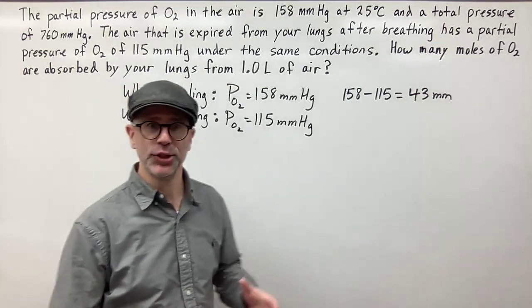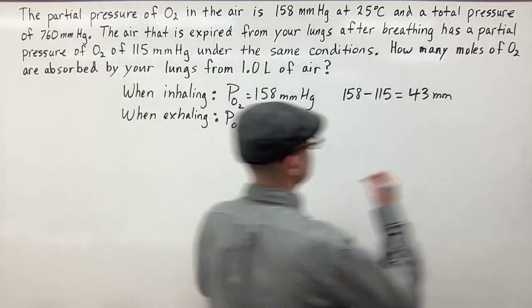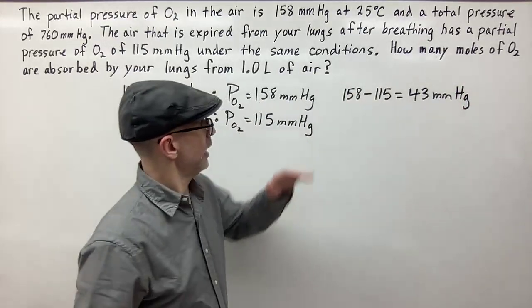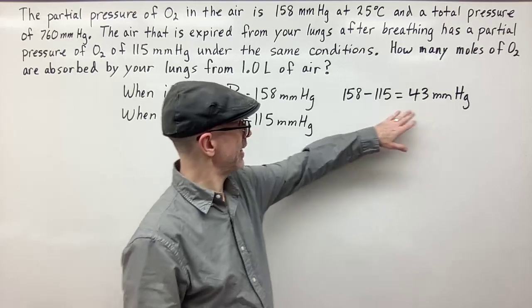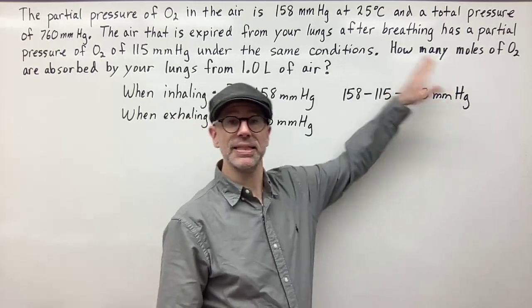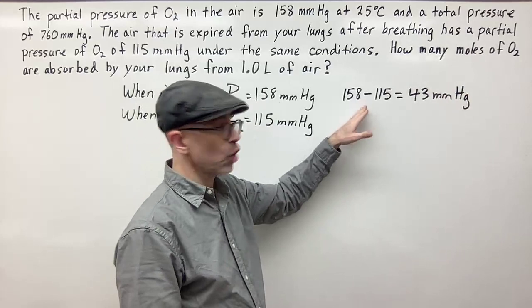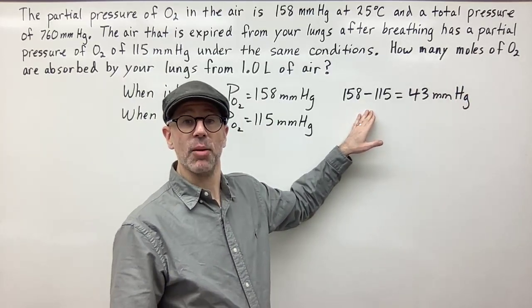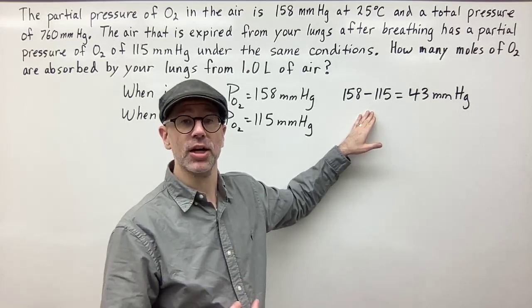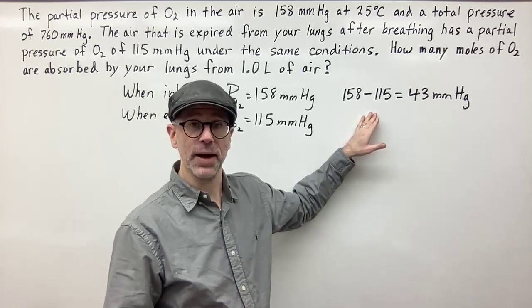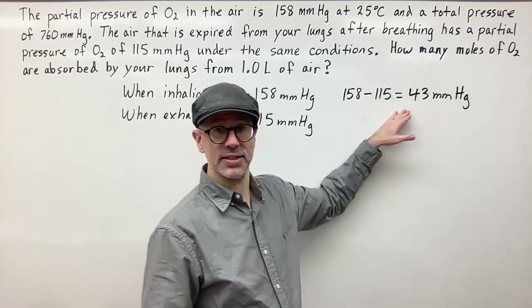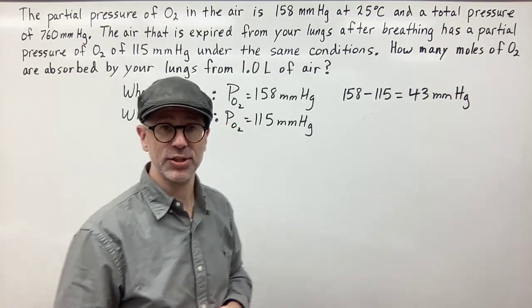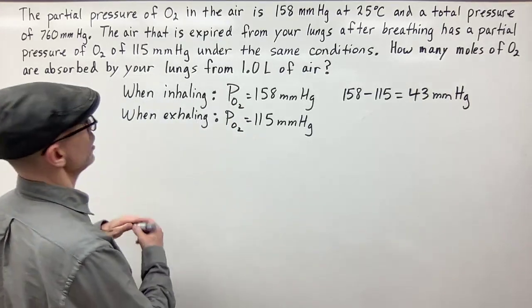Okay, so this is going to be 43 millimeters of mercury. And so the 43 millimeters of mercury is the missing amount, right? So we lost 43 millimeters of mercury of pressure. That's because that was due to the amount of oxygen that was absorbed by the lungs. So we're going to use this difference to then find the moles. But we need to use the ideal gas law. So let's list the other information we're given.